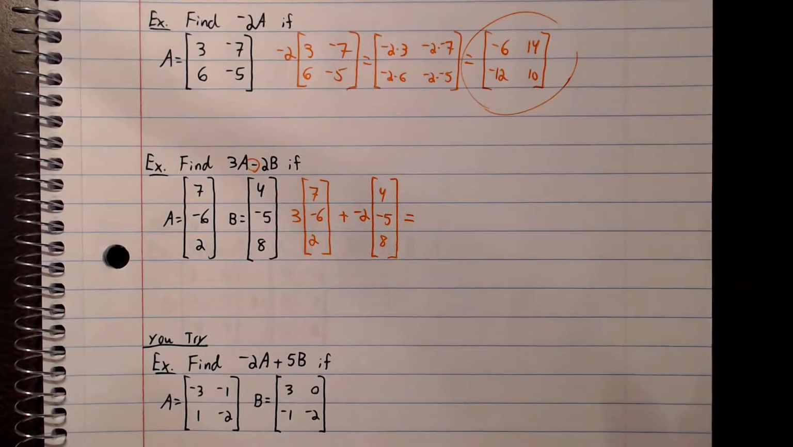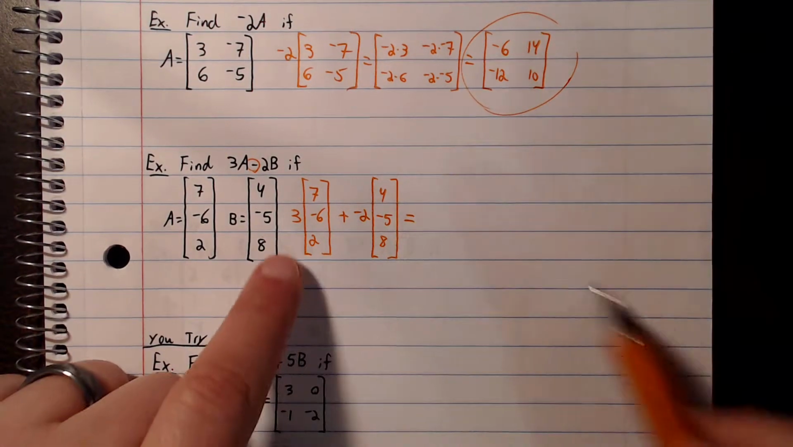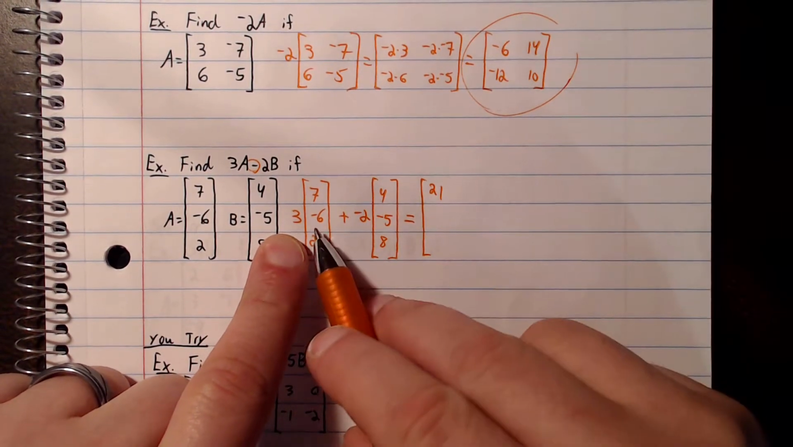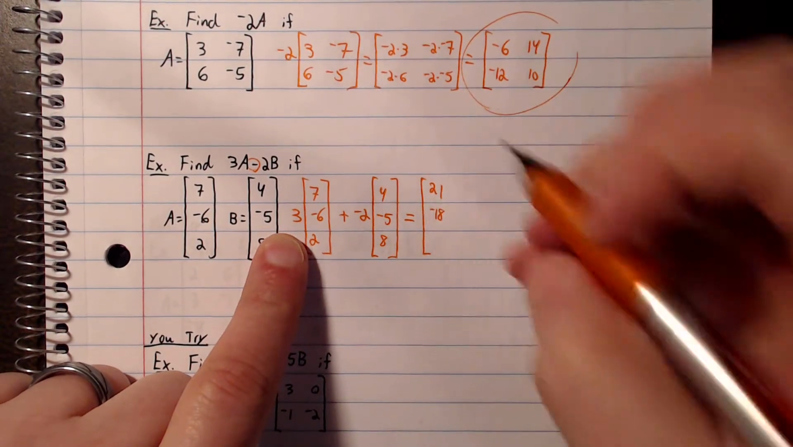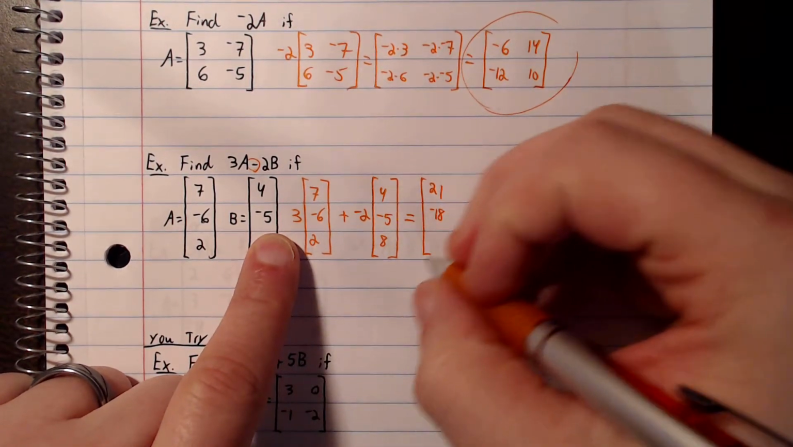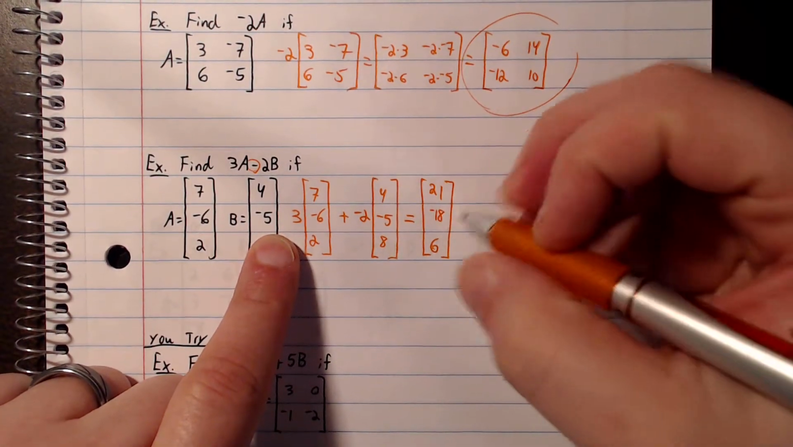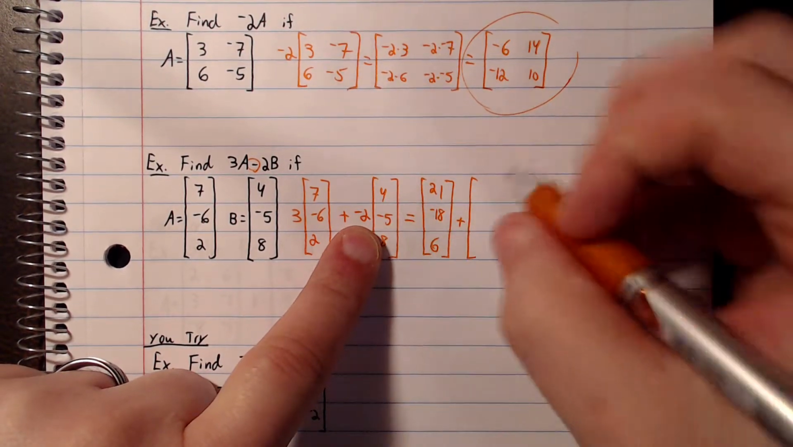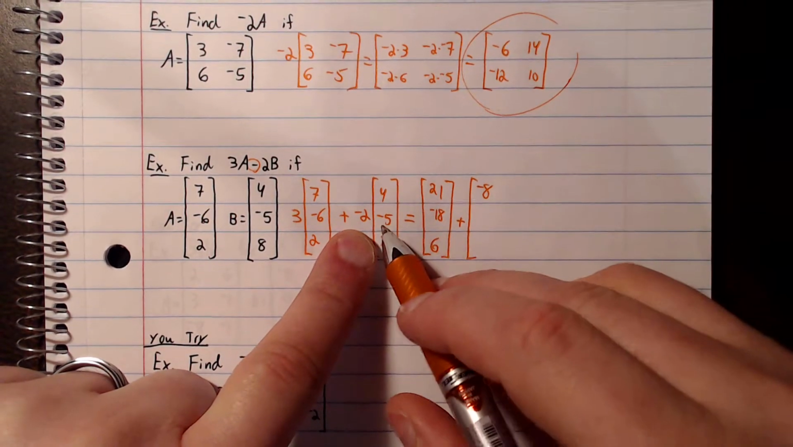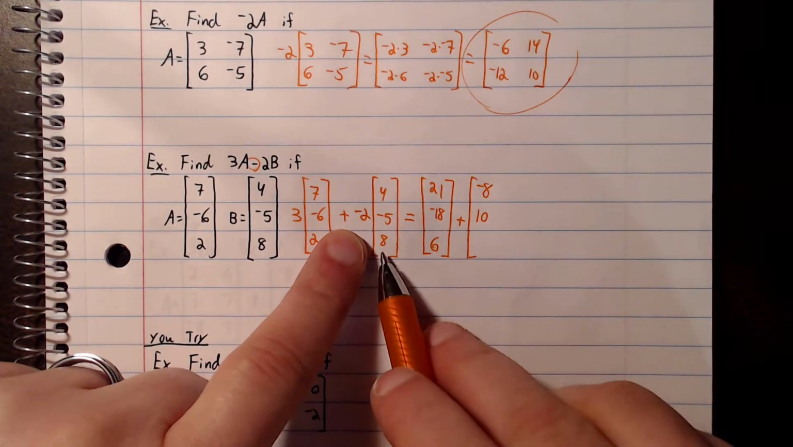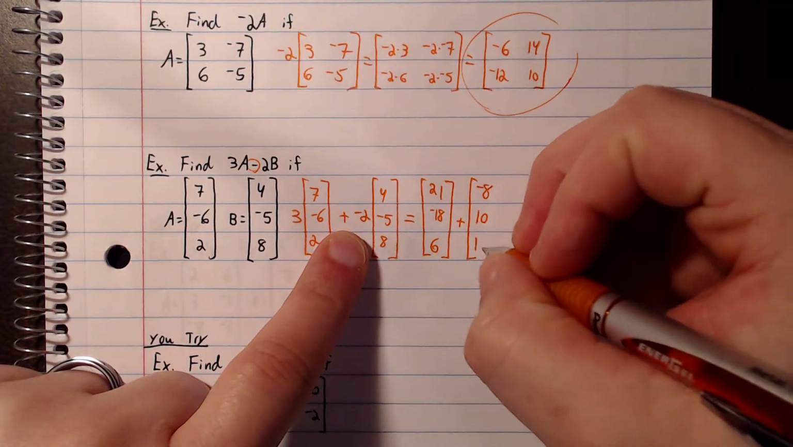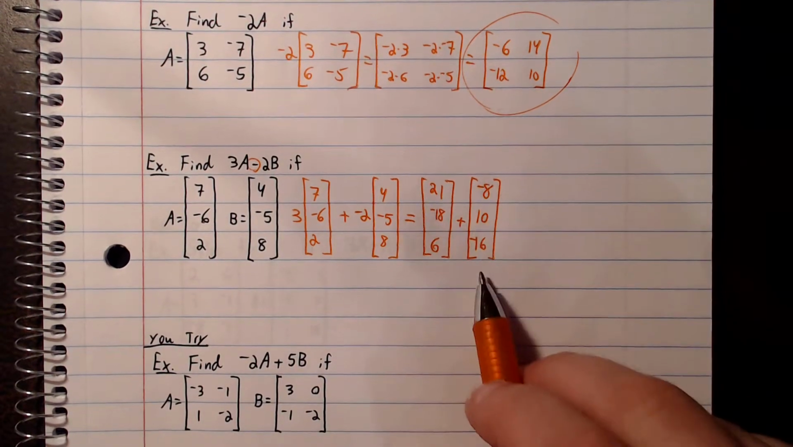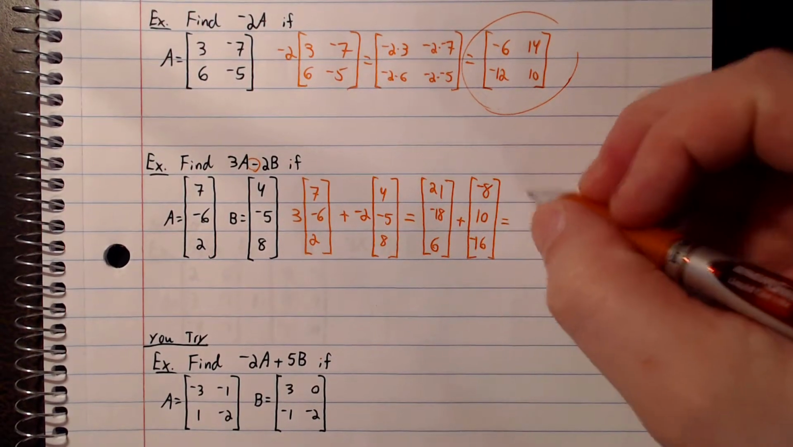Let's see what that ends up looking like for us. 3 times 7 is 21. 3 times -6 is -18. And 3 times 2 is 6. Plus -2 times 4 is -8. -2 times -5 is +10. -2 times 8 is -16. Now we have two matrices that we're just adding together.